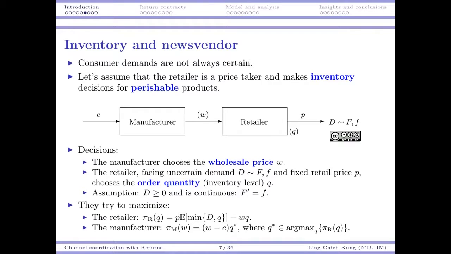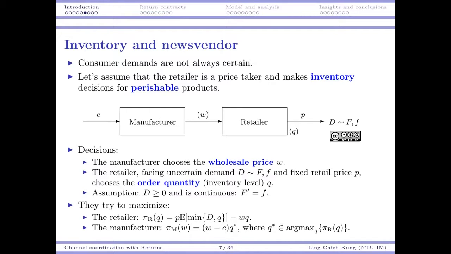So, you know, the system works like this. First, the manufacturer chooses the wholesale price W. Okay, and then the retailer, based on the wholesale price and the downstream demand, must decide the order quantity. So this retailer is just a newsvendor. And then each of them will try to maximize their expected profit. For the retailer, the expected profit is this one: the retail price, which is a constant, times the expected sales, and then minus the wholesale price times the order quantity.